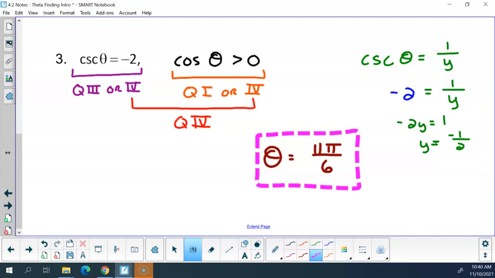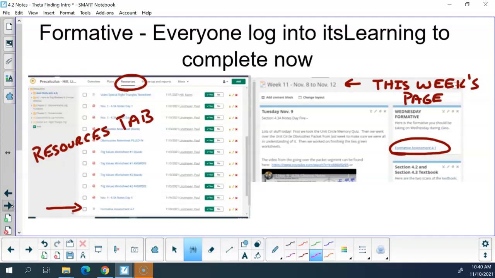Questions, comments, concerns, clarifications? We'll do more of this tomorrow and more of this on Friday and more of this next week. More of this throughout the rest of the time. Okay? So, what I need you to do now is I need you to get out your Chromebook. Keep out your unit circle. You'll need that out.